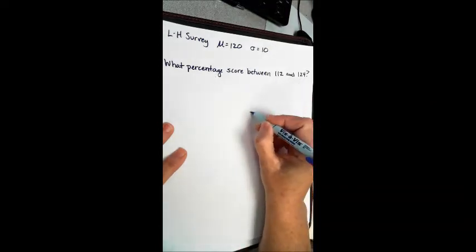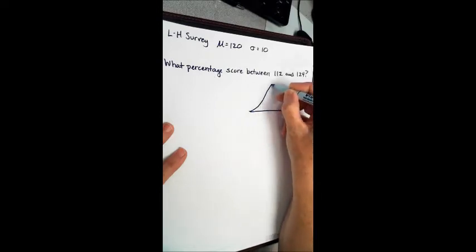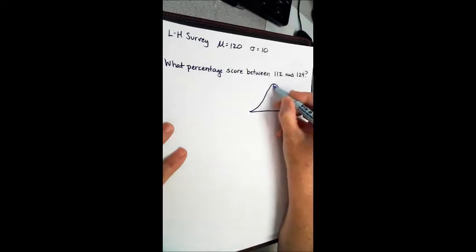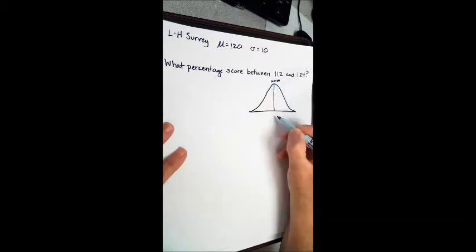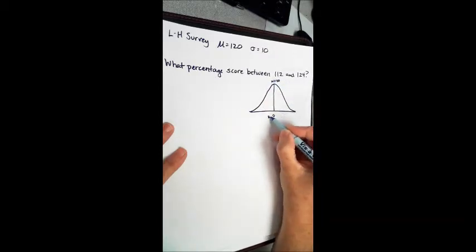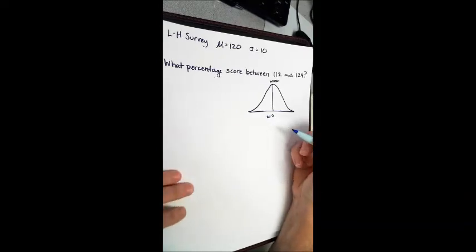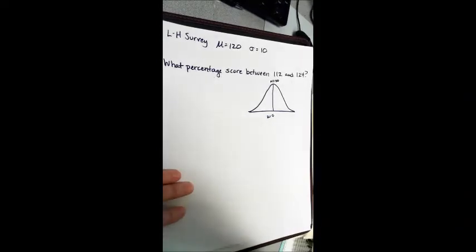Again, we're going to draw out our little distribution. Always, always do this. It will help you so much. We know that mu equals 120 is here. Happens to be also the z of 0. Now we're being asked what percentage of scores fall between the scores of 112 and 124.